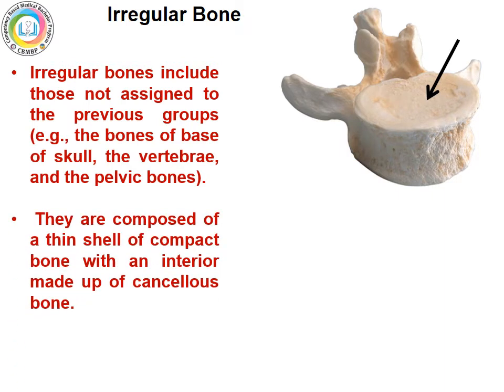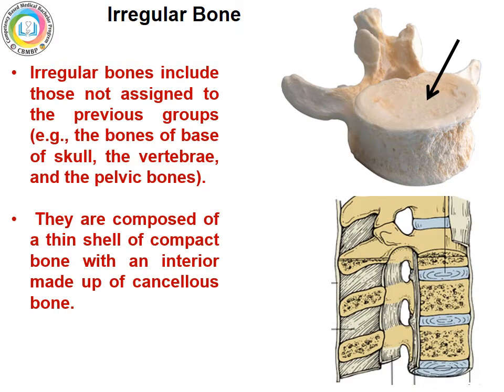They are composed of a thin shell of compact bone with the interior made up of cancellous bone. If I make a cut section in the body of the vertebra, I can see that on the outer surface there is a thin layer of compact bone, but in the interior there is cancellous or spongy bone.